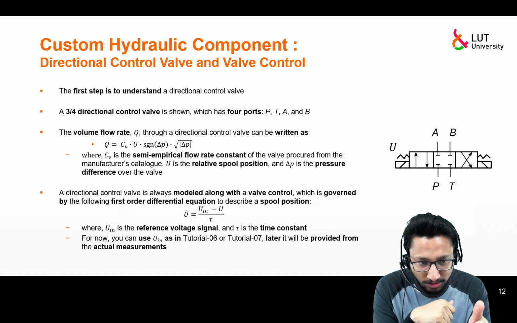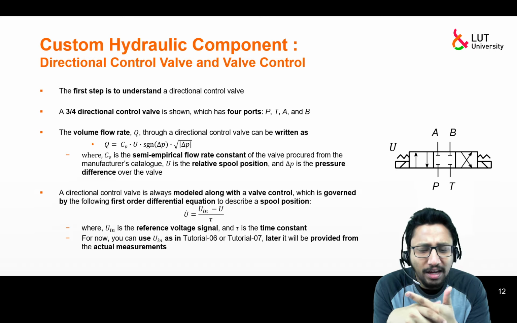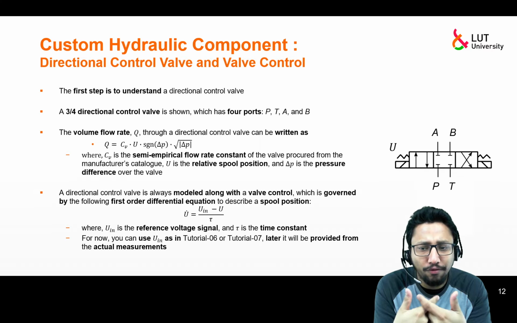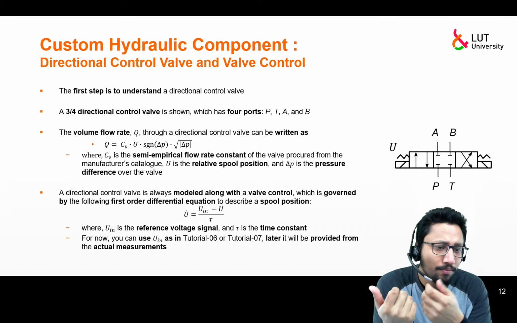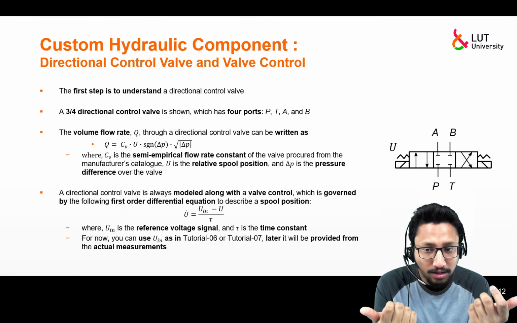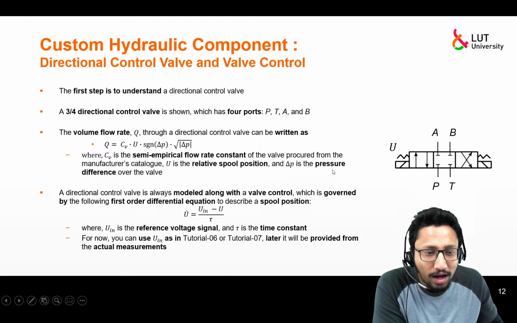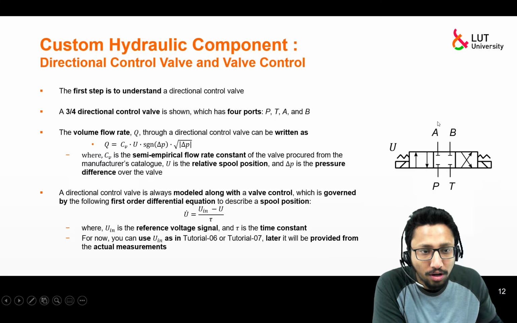Once you know this functionality, then what might be the equation which is governing this directional control valve? Of course, if it is changing the direction of the flow, then the volume flow rate, or how the fluid is flowing across the directional control valve, is what I would be interested in, because that's the ultimate functionality. Like if you have some flow at port P, then you need to figure out what is the flow at port A, or if you have some pressure at port P, then you need to figure out what is the flow at port A.